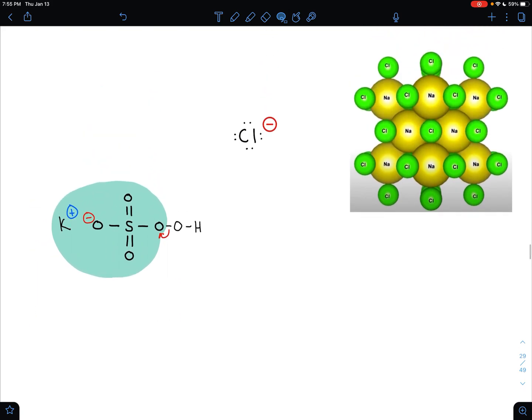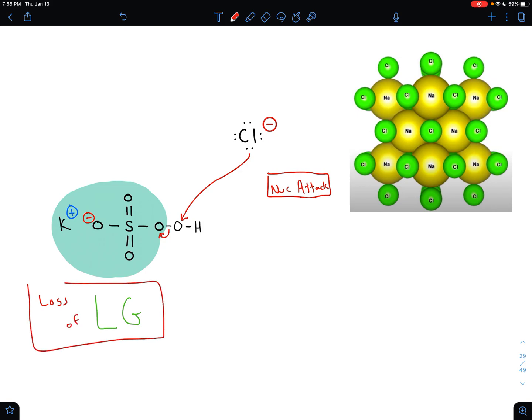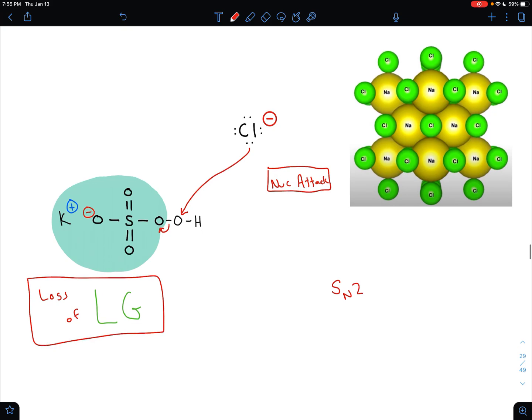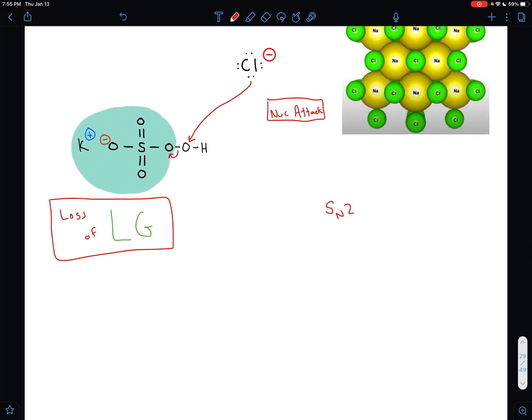So we have a leaving group here. And all we need is a nucleophile to do a nucleophilic attack on this oxygen. And what you have is nucleophilic attack with loss of a leaving group. That is the definition of an SN2 reaction. So we're going to replace or substitute the leaving group with the nucleophile.